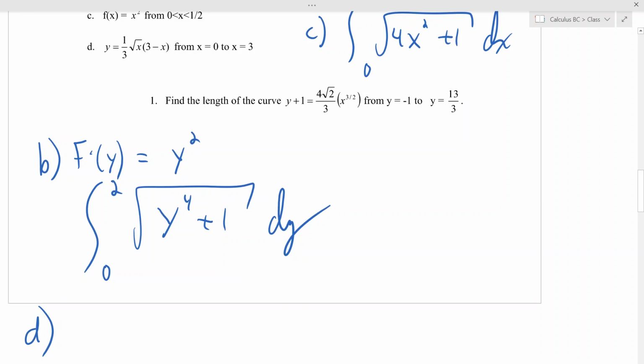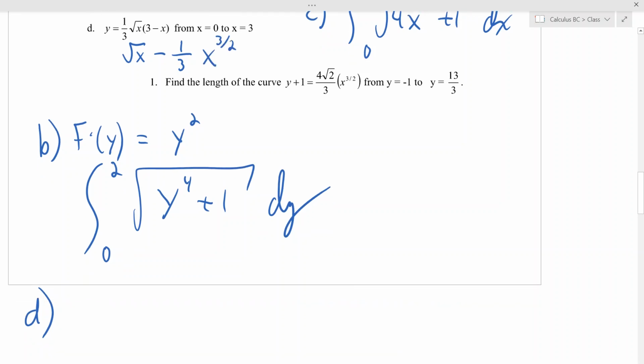For D, we'll do D down here. We need to derive it, but before I derive it, I'm going to distribute that root x, and then I'll feel like dealing with that. So 1/3 root x times 3 is root x, minus 1/3 root x times x is 1/3 x to the 3/2 power. That's easier to derive that way. So dy/dx is going to be 1 over 2 root x. We're going to subtract from that the derivative of that next part. 3/2 times 1/3 is 1/2 root x.